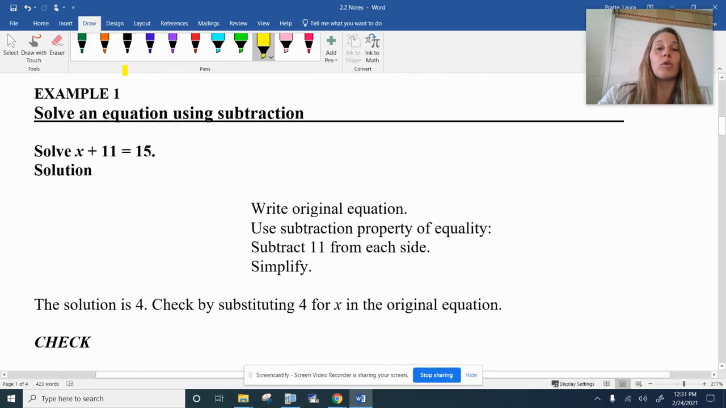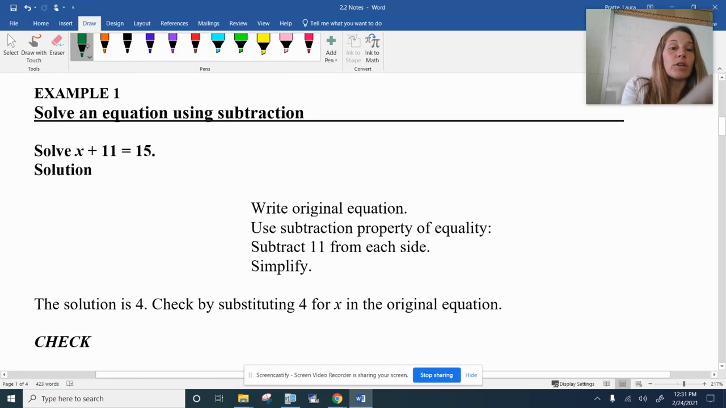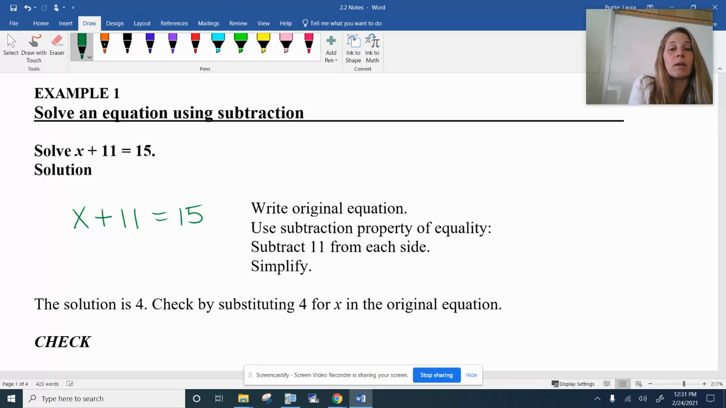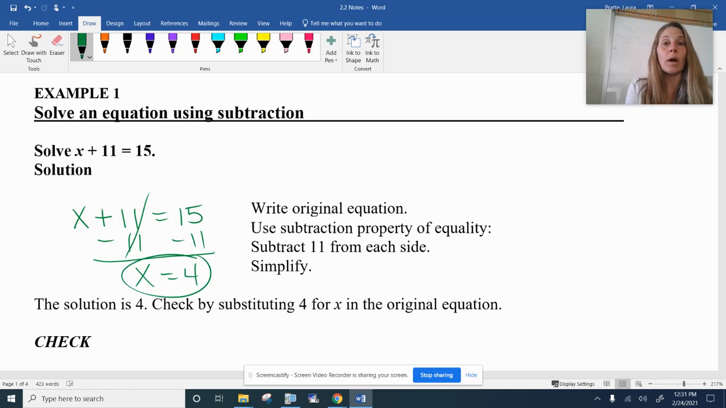So the first example, we're going to just go over how to use subtraction. So if your original problem here has x plus 11, to move this 11 to the other side of the equation in order to get the x by itself, we would need to do the inverse operation of addition, which in this case would be subtraction. So we would subtract 11 from either side, leaving us with x equals 4.